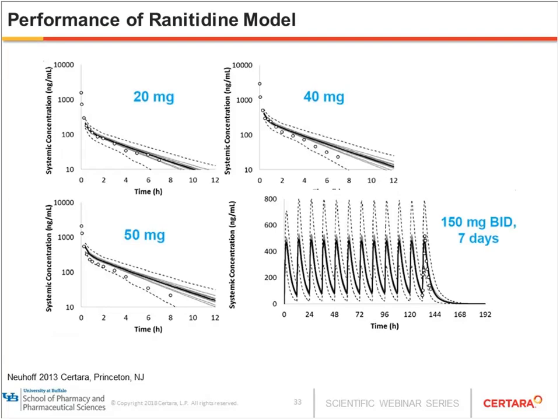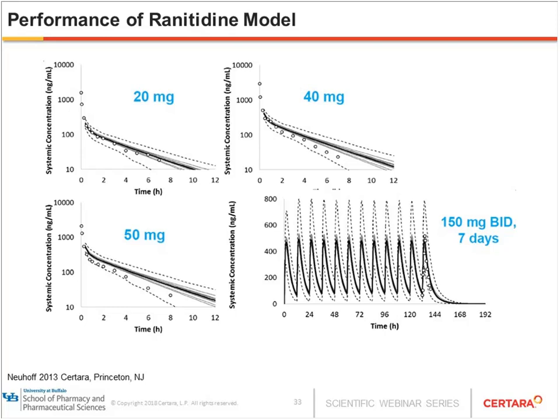Just a quick slide on the performance of the model. So the open circles are the observed data, and the gray and black lines are the simulated trials, and the dashed lines are the percentiles. This is the 95th percentiles. Again, this comes from that 2013 poster publication, and you can see that for different doses of a single dose as well as a multi-dose data that the model performs quite well.